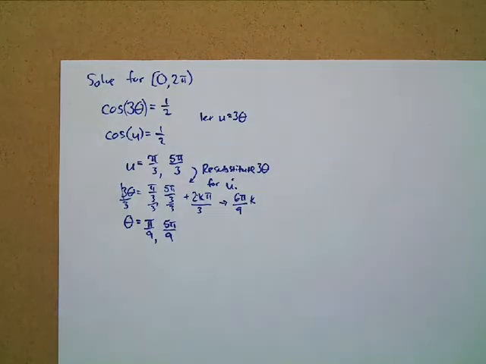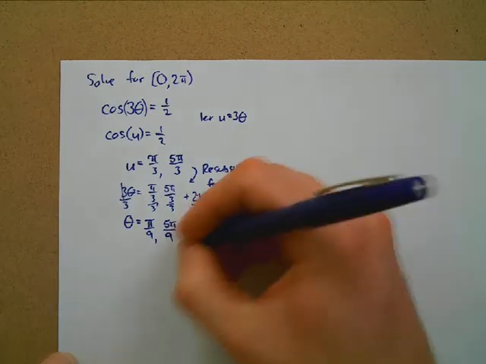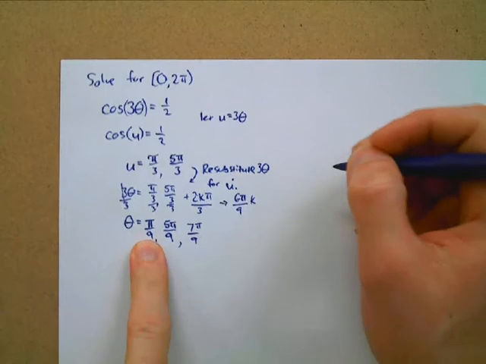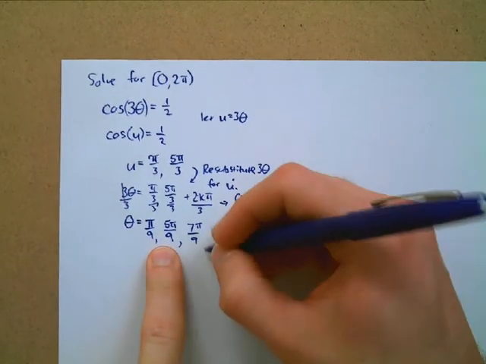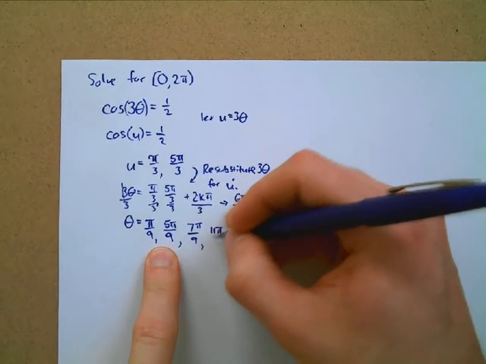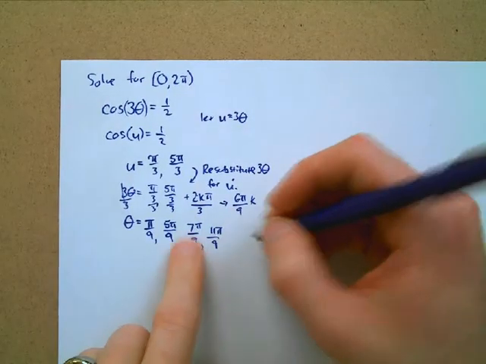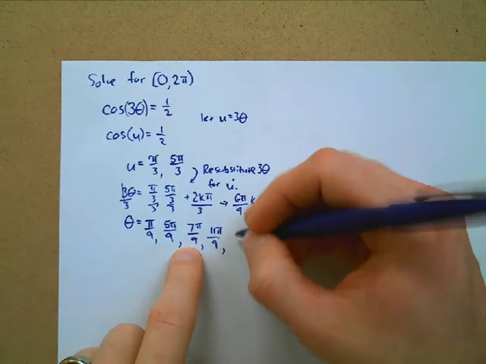Could I add another 6 pi over 9 to this? Yes. 13 pi over 9 still fits between 0 and 2 pi. Could I add 6 pi over 9 to this? Yes. 17 pi over 9. And now we're done. Because if I add another 6 pi over 9 to this, it would be 19 pi over 9, and that is more than 18 pi over 9. Add another 6 to that, it would be 23 pi over 9. So those are all the possible solutions.